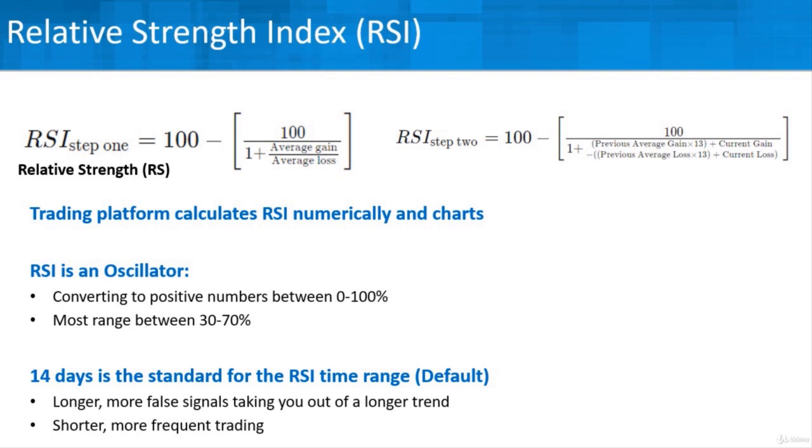If you go longer than that, you're going to see more false signals, taking you out of a possibly longer trend. And if you go shorter, you might experience more frequent trading, because it's going to give you buy and sell signals more frequently. So 14 days seems to be the sweet spot when you're using an RSI, and I would tend to recommend just staying with that. It'll be a default in your trading platform. You can change it, but that would be kind of the default and what I would recommend using too.